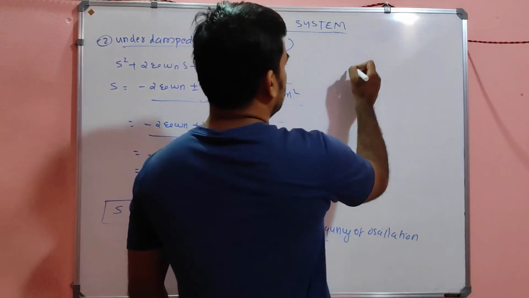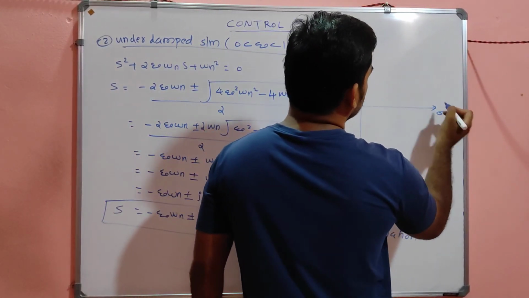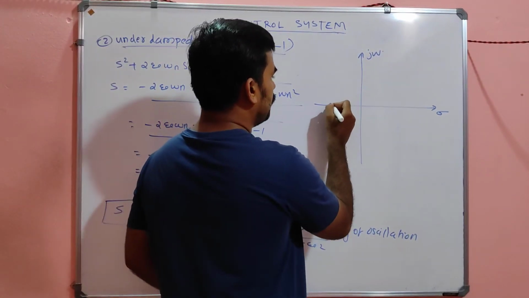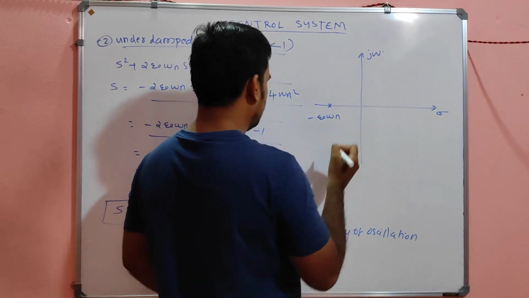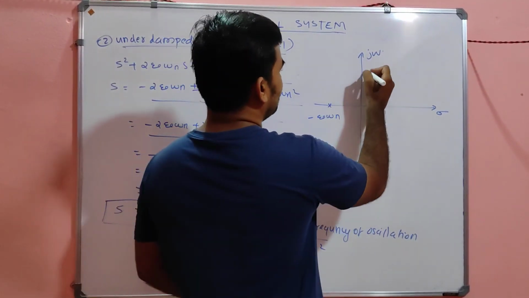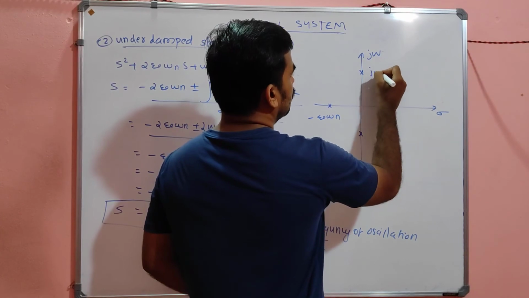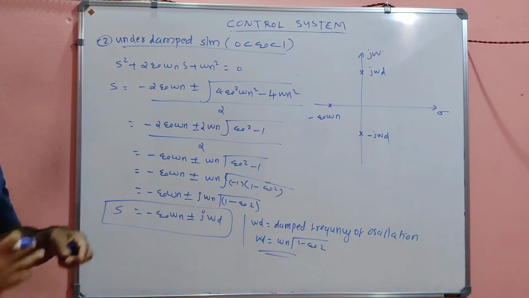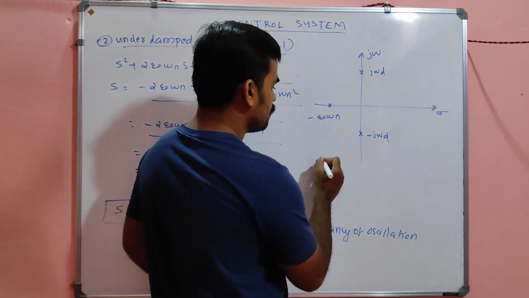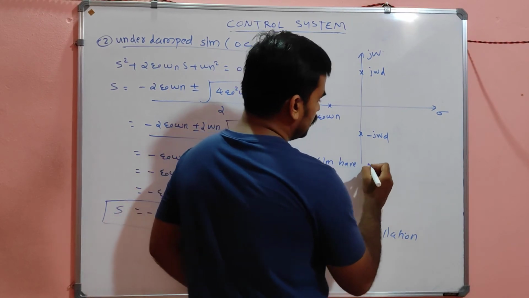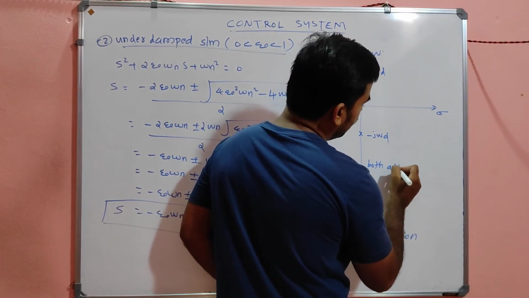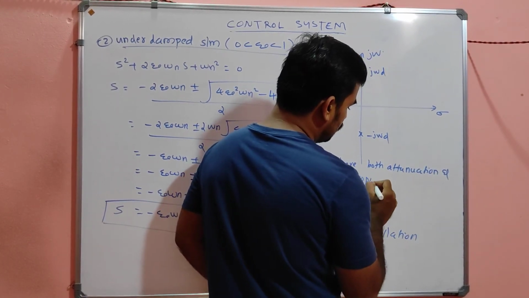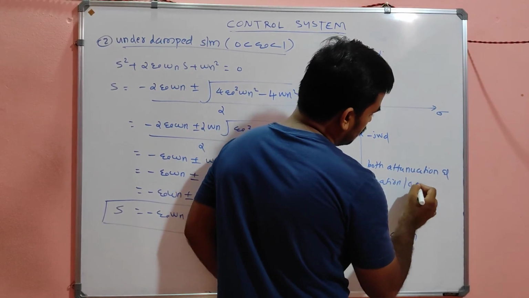Then on the pole-zero plot, this is sigma and this is j omega. So there will be a pole here at minus theta omega n plus j omega d, and another at minus theta omega n minus j omega d. Which means the system has both attenuation and propagation, or oscillation.